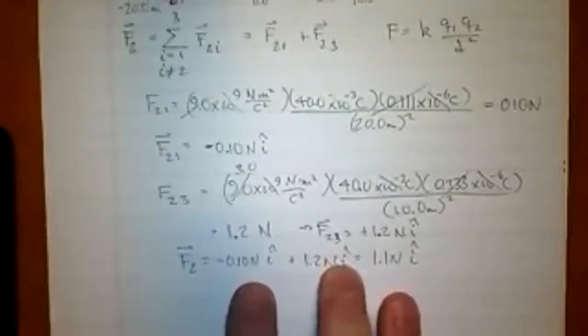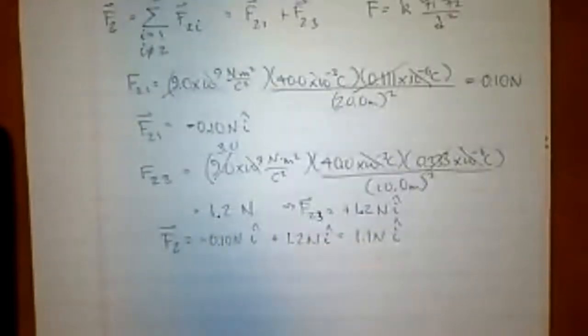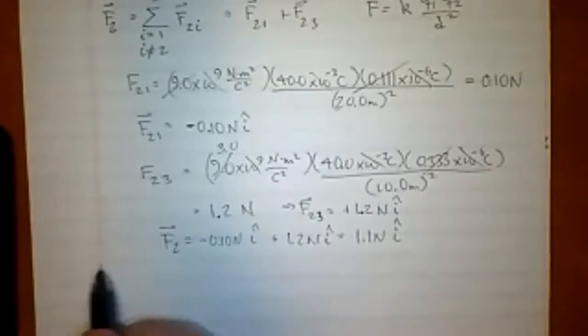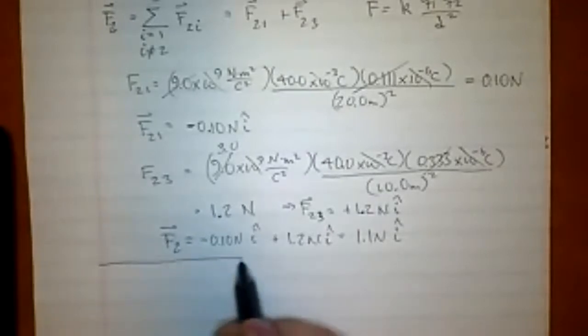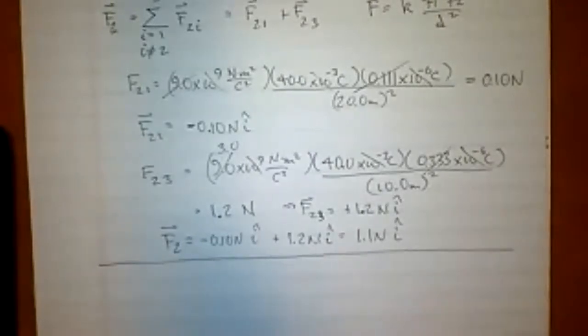Okay, so you could have in principle done that right off the bat, but like I said, I want to show you how to deal with vectors. Now, here's the kicker. That's pretty much the only example I'm going to give you using that form of Coulomb's law.